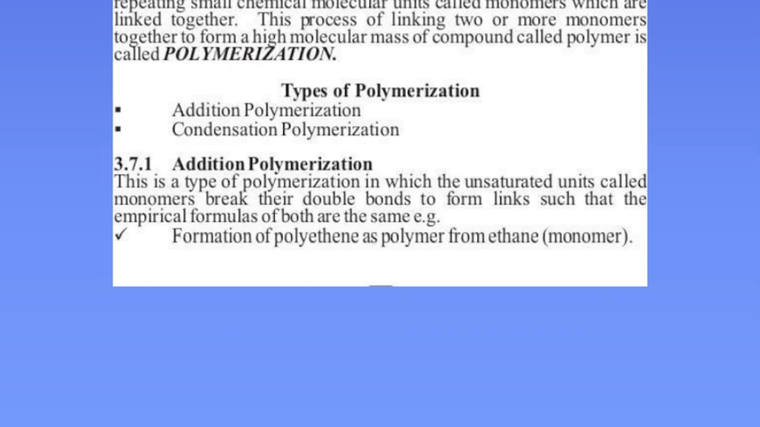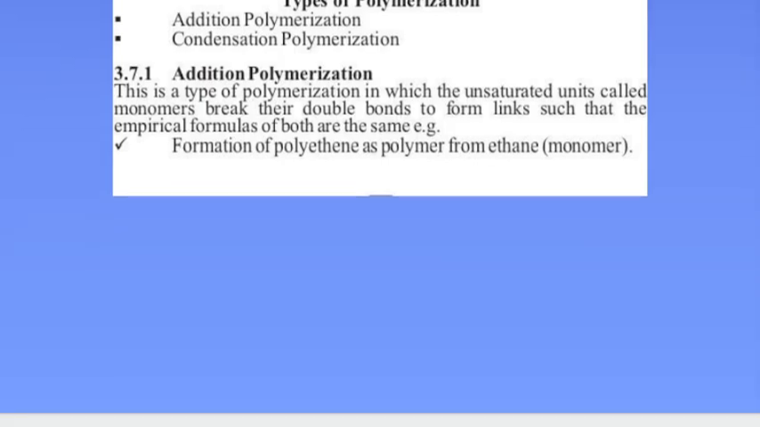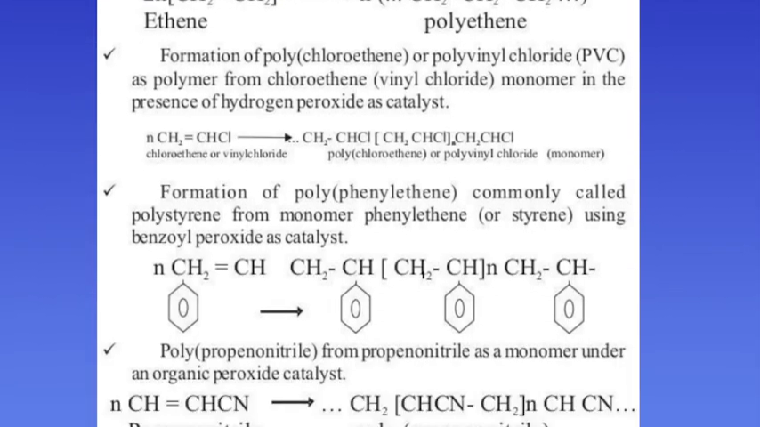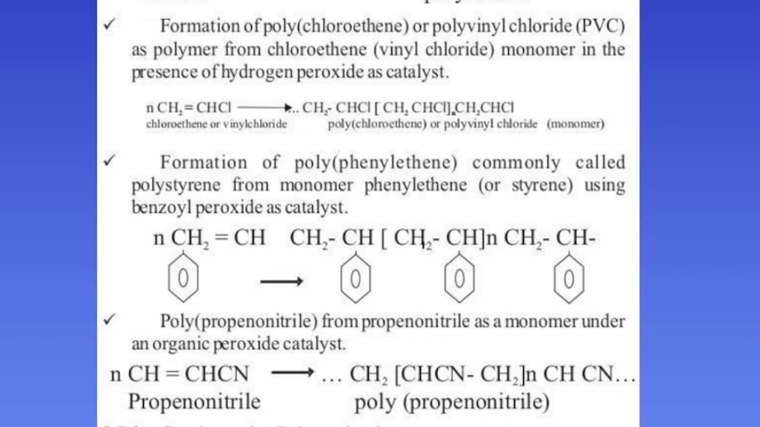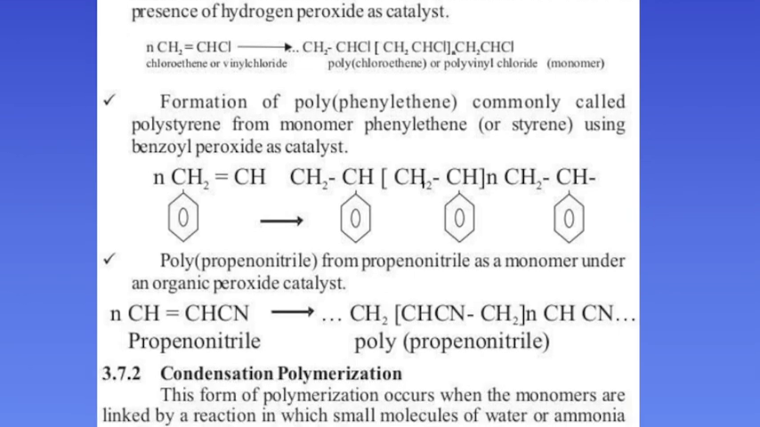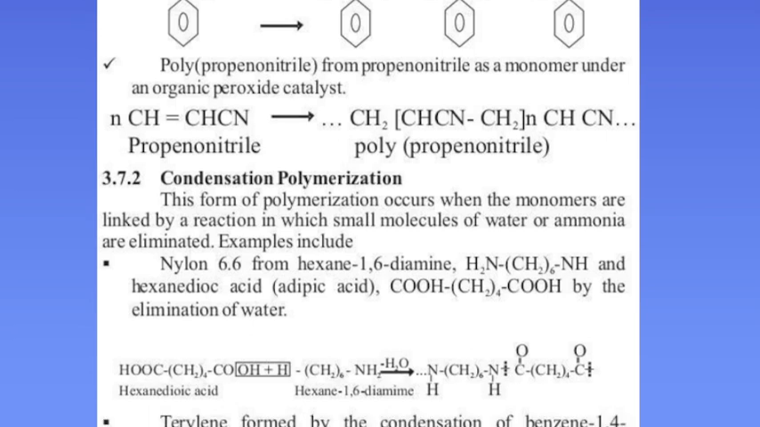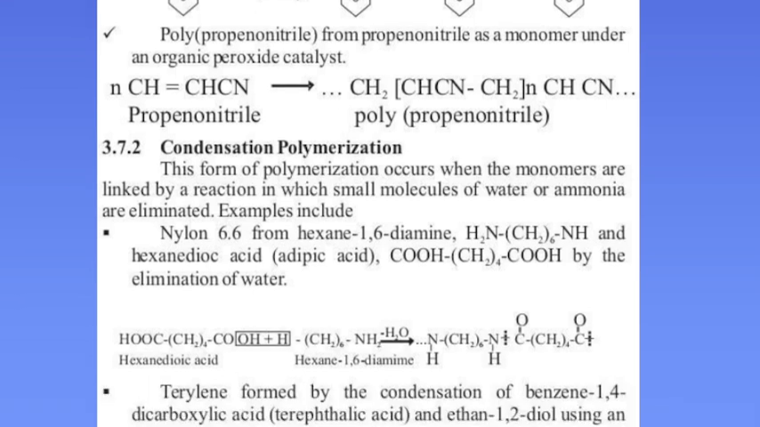So, when we are forming polyethylene as a polymer from ethene, the slide has a typographical error. It's supposed to be ethene. You will find that polyethylene is formed from ethene. When you want to form polyvinyl chloride or polychloroethene, you use vinyl chloride as the monomer. If you want to form polyphenylethene or polystyrene, you do that by combining phenylethene and polymerizing it. Also propene and the rest of them.